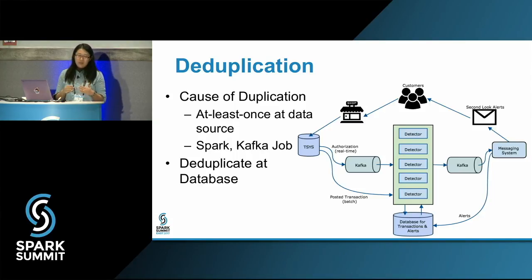We did a lot of research on where is the best place to perform deduplication, and eventually we found it works best to dedupe where it matters most. In our case, it's the database. We definitely want to make the transactions in the database unique, and we want to make the alert that we send out to the customer unique. We don't want to send duplicated messages to the customer. So we dedupe at the database by making the REST API idempotent.